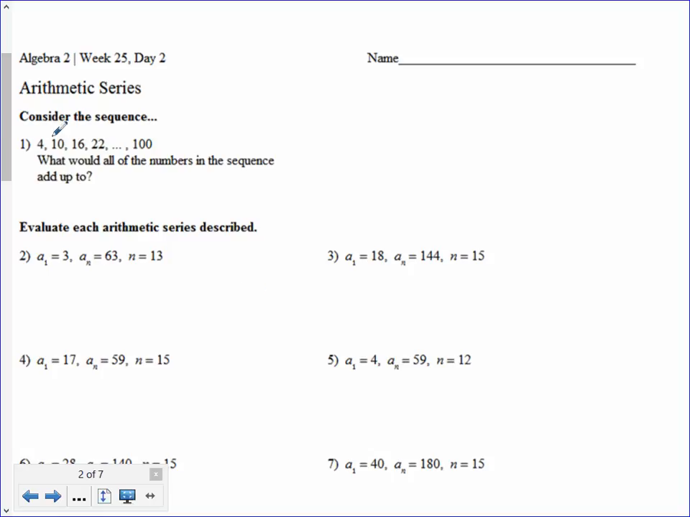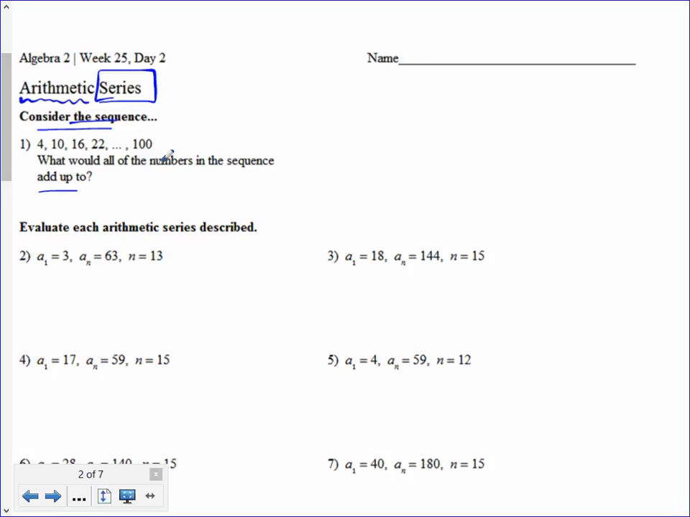It says consider the sequence. And today these are arithmetic, new word, arithmetic series. Series means we're going to add them up. So sequence yesterday was just a list of numbers. Today we're going to do a series, and a series means that you add the numbers up. So that's what it says: what would all of the numbers in the sequence add up to?